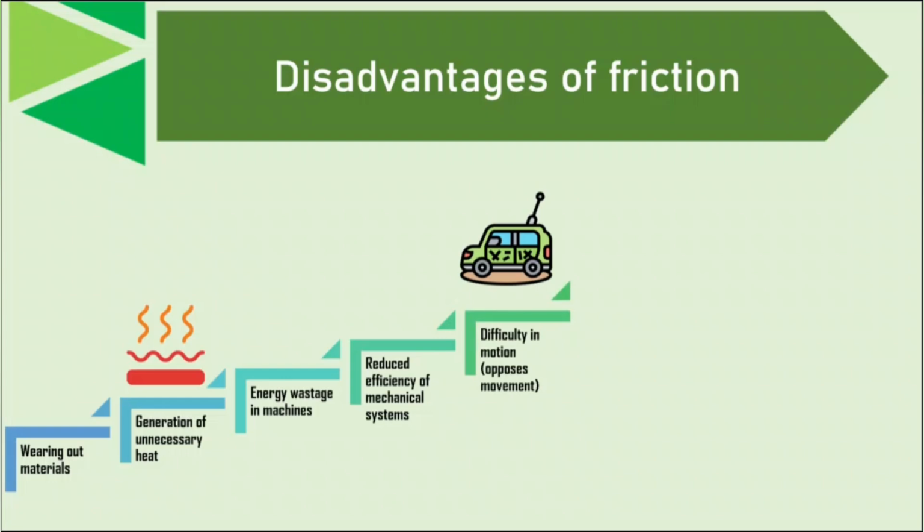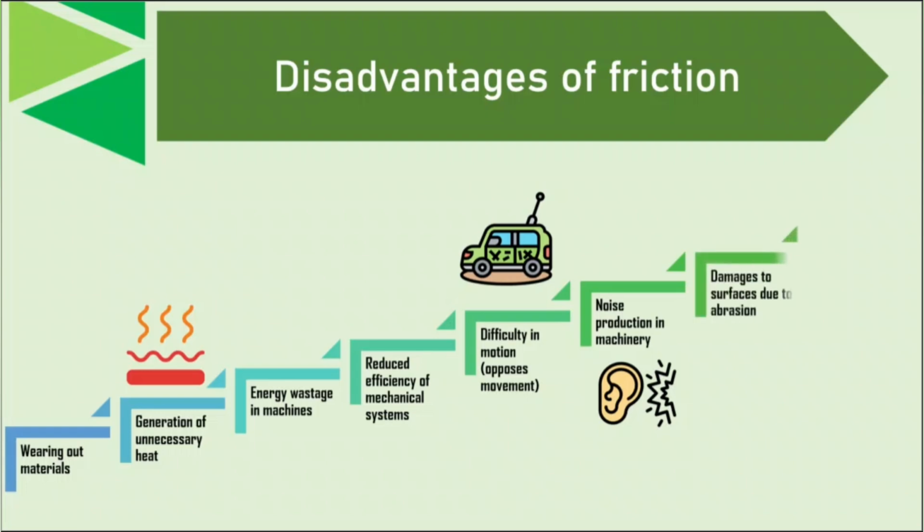Difficulty in motion, basically, that's the whole idea of friction. It opposes movement. Therefore, motion becomes hard. It causes noise production in machines. Now, noise in the machines is also caused because of the friction. Damages to surfaces due to abrasion. Abrasion basically means the damage that is caused whenever you constantly rub a surface. Increased fuel consumption in vehicles. Now, because vehicles have to overcome the force of friction, they need more fuel in order to do that.